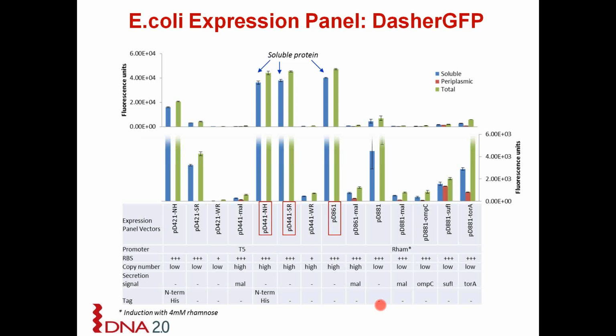And you can see that there's a wide range of expression. And furthermore, you can see that different leaders work for different secretion mechanisms. So our panel includes a wide selection of leaders, and you can see that this greatly affects secretion, and you can see we get a wide range of secretion.